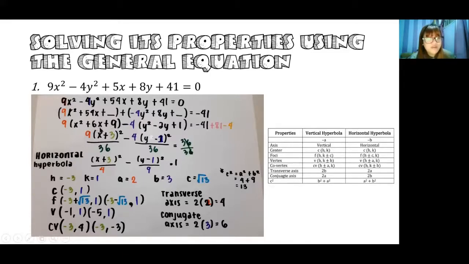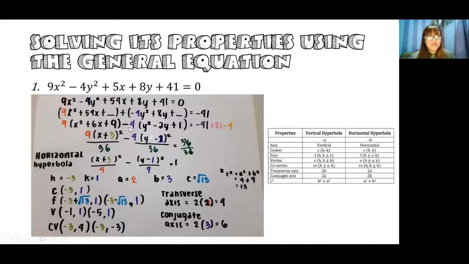So it will be 9 times x squared plus 6x plus 9. In order for you to get 6x, you have 54 divided by 9 equals 6. And to get 9, you have to divide 6 by 2 and then square the answer. So 6 divided by 2 equals 3. 3 squared equals 9.